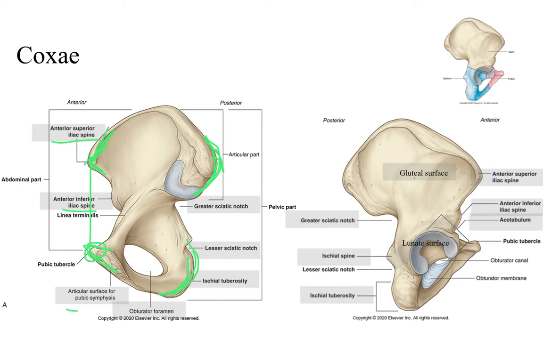All right, and this is going to be the medial surface. How do we know that? Because the pubic bone is coming towards you in this direction. If we flip it around to the other side, we're looking at the lateral surface right here.